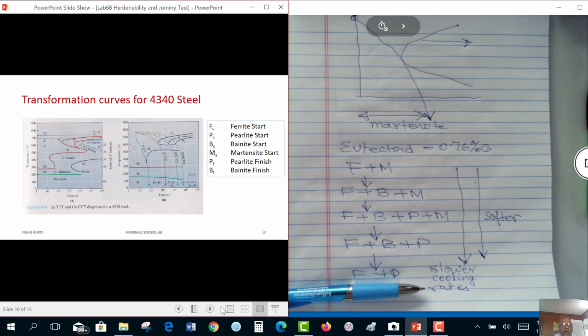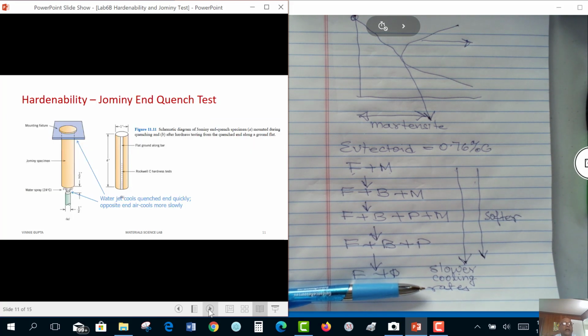So how do we measure hardenability? We have a very clever way to measure hardenability. We have a sample that has a standard size. It is 1 inch in diameter, 4 inches in length. And we drill a small hole so we can put a cap on top of it. Then we have a water jet, so that when the sample is not there, it has a standard height. And you will see this. So this water sprays at this end.